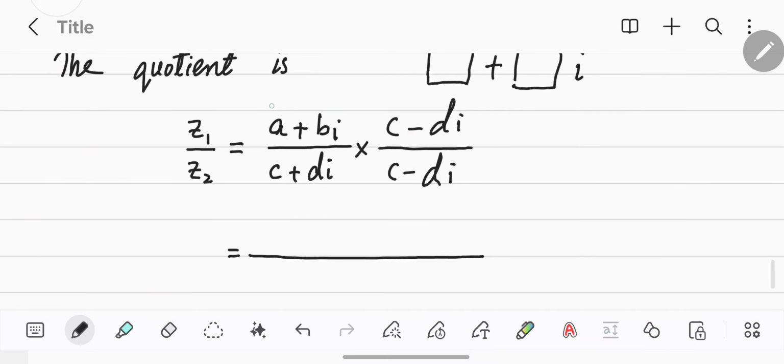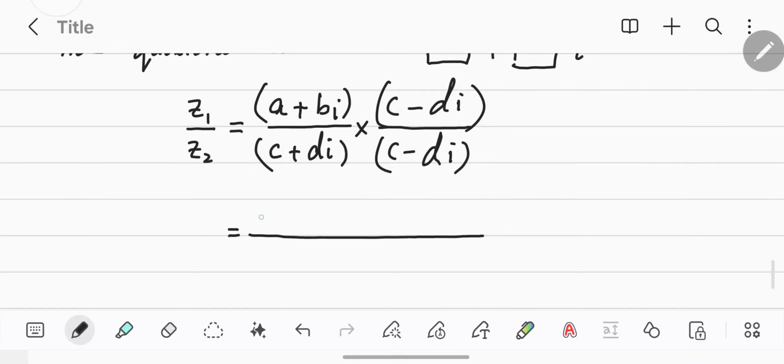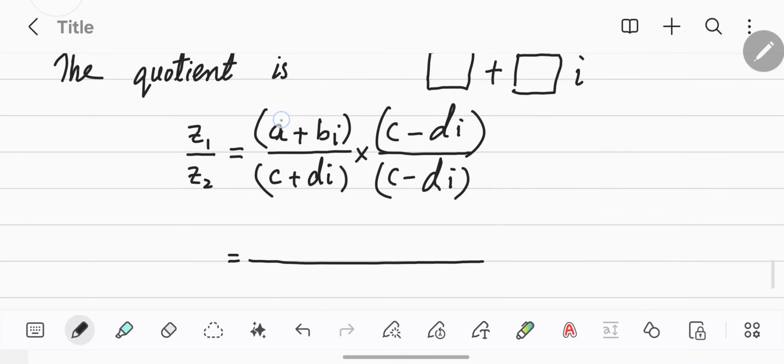You will multiply the numerator with the numerator and the denominator with the denominator. First of all, you will multiply a with c, which is ac. Then you will multiply a with minus d iota, which is minus ad iota. Then you multiply b iota with c, which is bc iota. And then you multiply b iota with minus d iota, which is minus bd iota square.